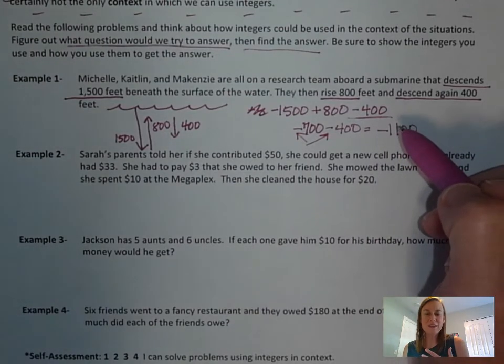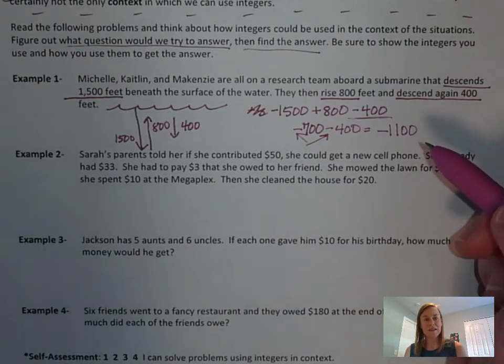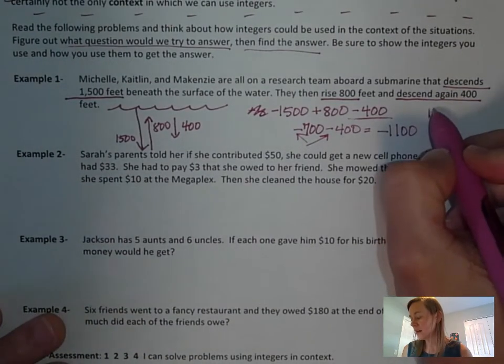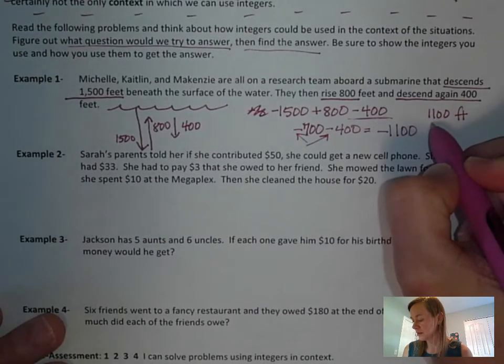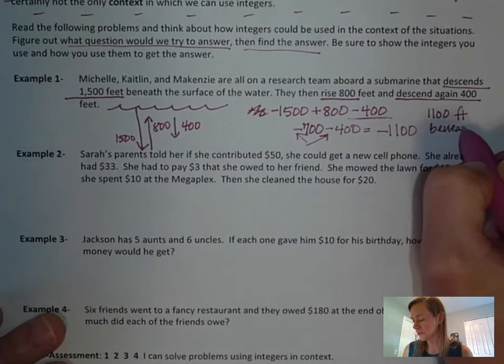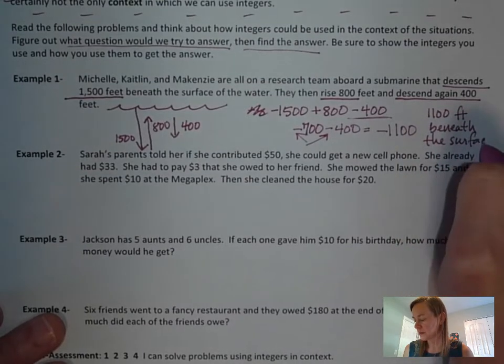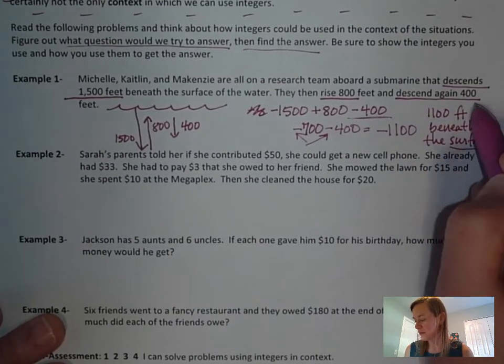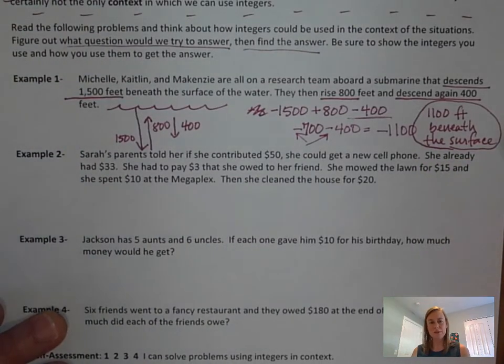Now we just need to tell them what that means. And what that means is the submarine is going to be 1,100 feet under the surface. I'll say beneath the surface. Okay, and then that would be your final answer. Let's go on to the next problem.